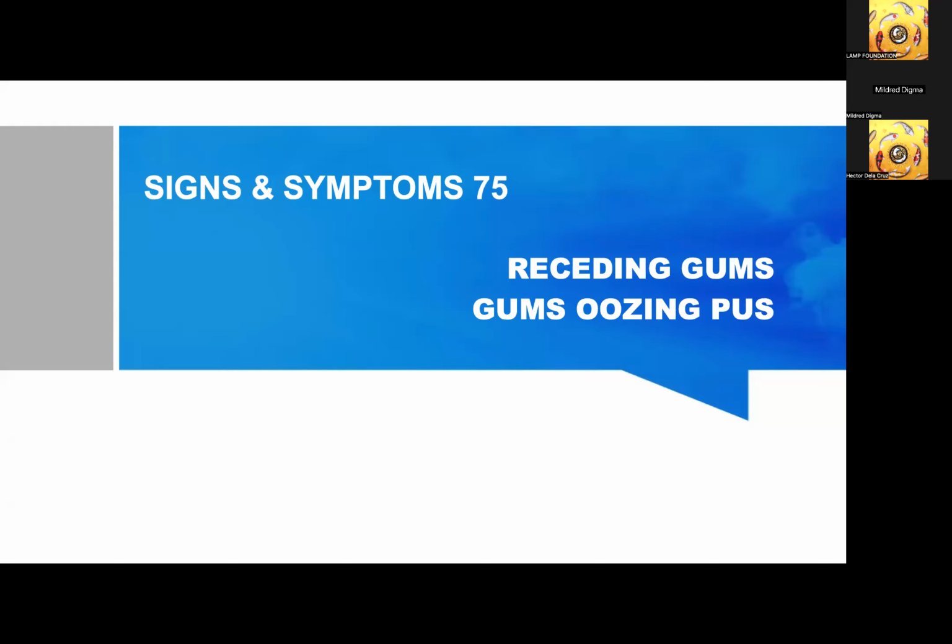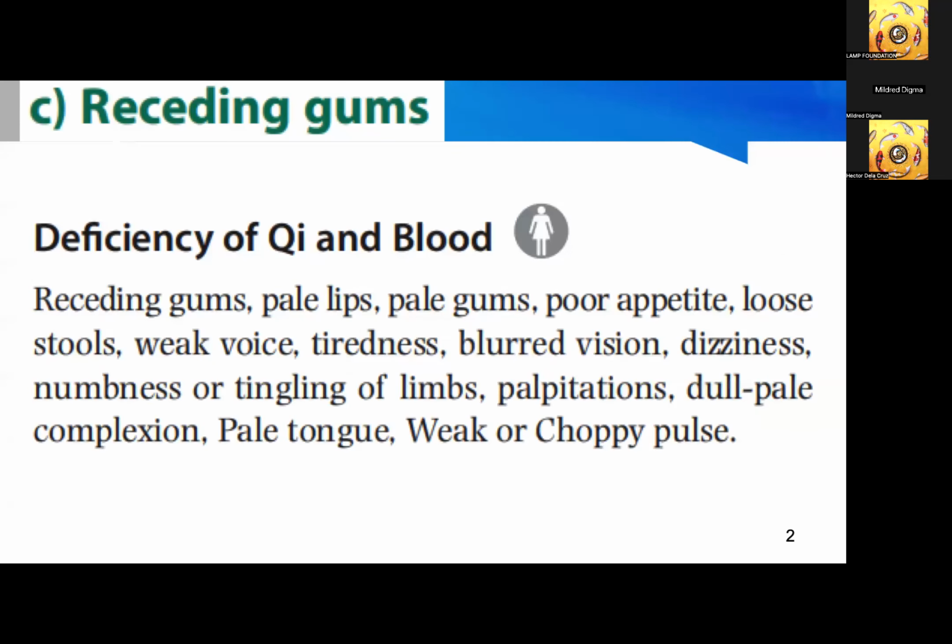Okay, let's now go to signs and symptoms. Receding gums and gums oozing pus. The first consideration for receding gums is deficiency of qi and blood. So we would be looking at a female patient.